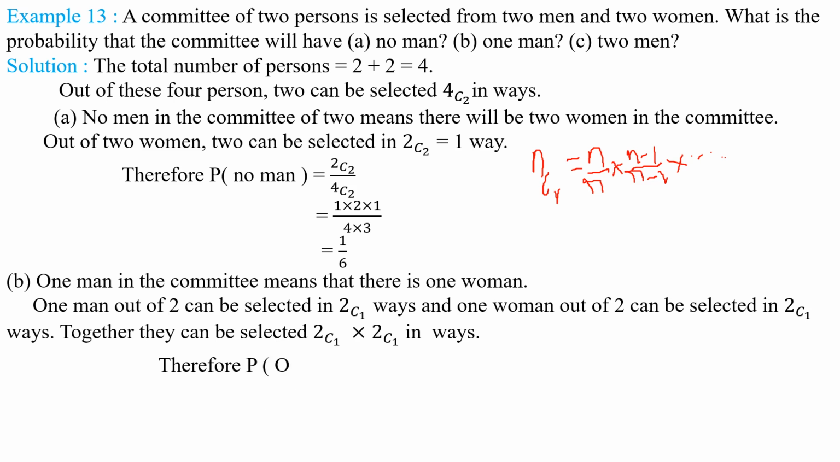Therefore, P of one man is equal to 2C1 into 2C1 by n of S. What is n of S here? 4C2. Understood this step? That is equal to 2 into 2 by 2 into 3 by 2. By simplifying these numbers, what will you get here? 2 by 3. Understood this step, my children?